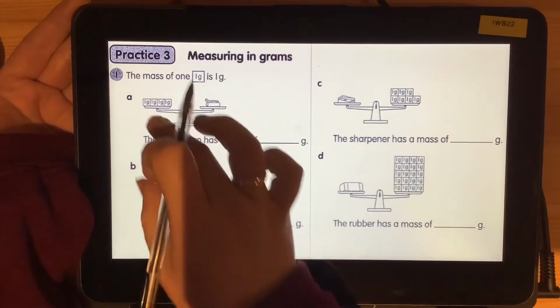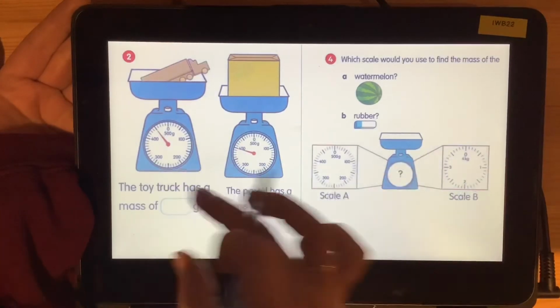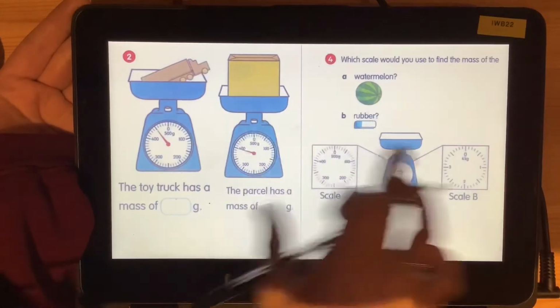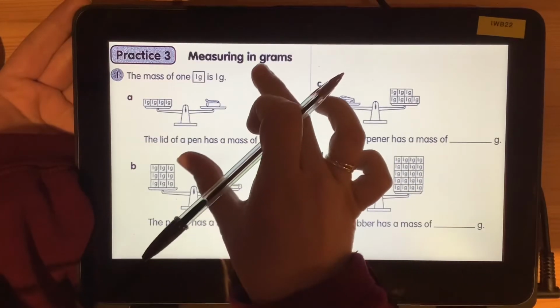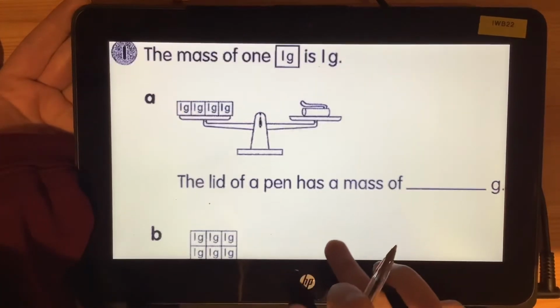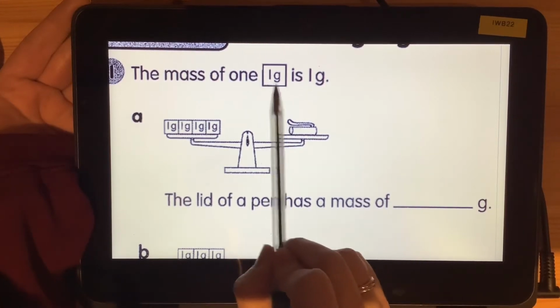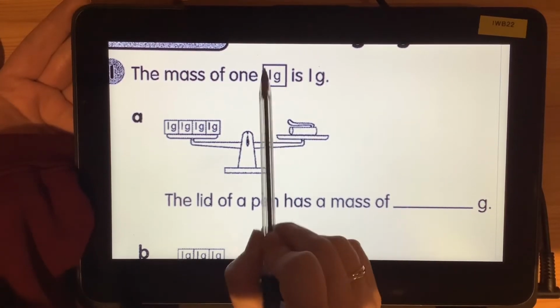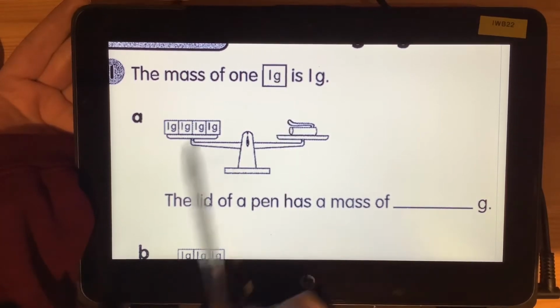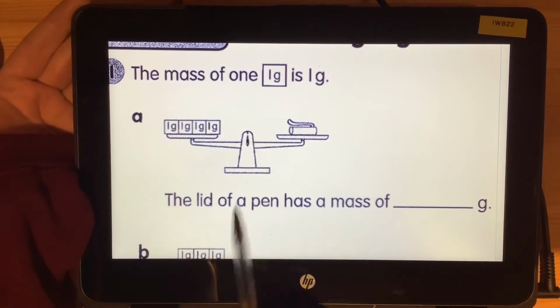Let's have a look. So these are the questions from your practice book. Crikey, it's not liking me trying to zoom in, it keeps taking me backwards. So the mass of 1g is 1 gram. So these little 1g symbols are showing 1 gram weights.